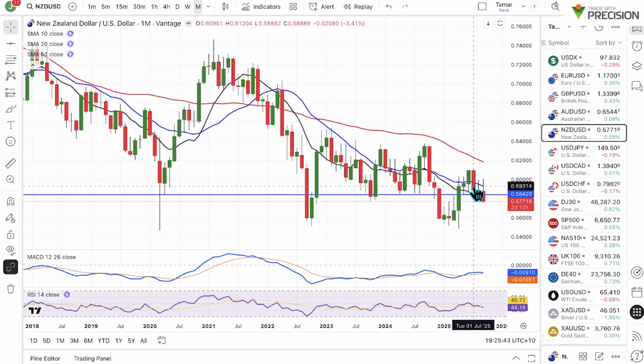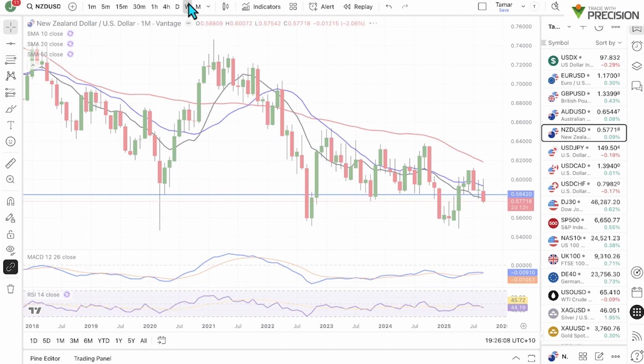We had a pullback past the sell zone, that area between the 10 and the 20 moving averages, bearish candle, break below it, meaning a confirmation of this lower high. Now we can also see there's a level here. It's not precise, it's in and around the 58.50.